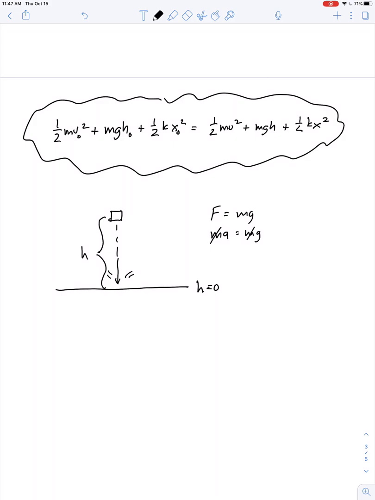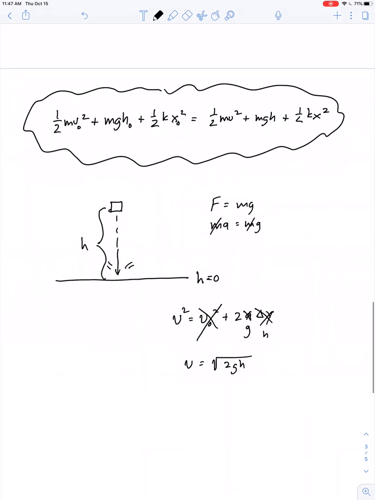So if the acceleration is acceleration due to gravity, then we use kinematics. We say v final squared equals v initial squared plus 2 times acceleration times displacement. The initial velocity is 0 if it's released from rest. The acceleration is g, and the displacement is h. So we find that the final velocity is the square root of 2gh. Okay, that's how we've solved this problem in the past.